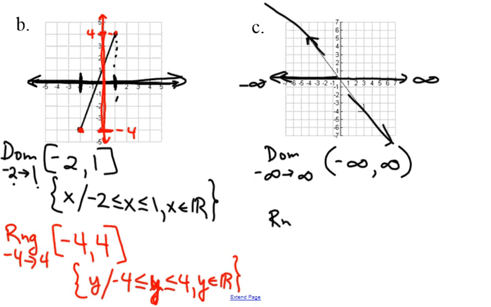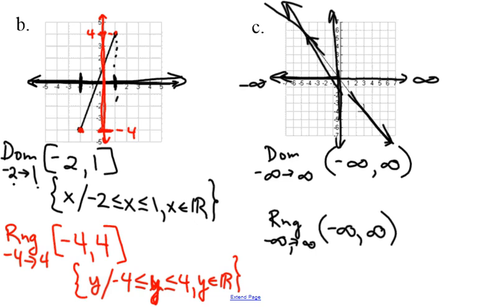Our range. Well, the range is the same thing. Where's our floor in terms of range? We're going forever to -infinity. Where's our ceiling? We're going up forever to +infinity. So, range is -infinity, +infinity, and again, infinity always has round brackets.